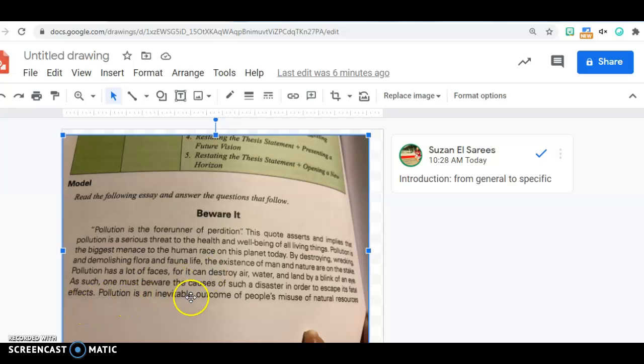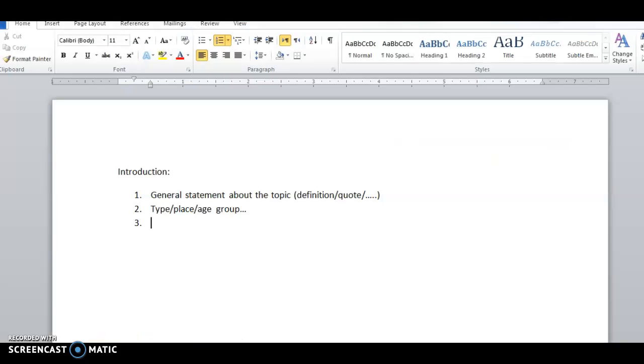As such, one must beware the causes of such a disaster in order to escape its fatal effects. So it depends on the prompt that you have in hand. We mentioned this thing has effects or causes or maybe differences, whatever. So this depends on the prompt. If I ask you in the prompt to write about the causes of cyberbullying, here you have to say cyberbullying is caused by many problems. But this is incomplete. It's not a thesis statement. It's a statement found in the introductory paragraph, but it's not the thesis statement.